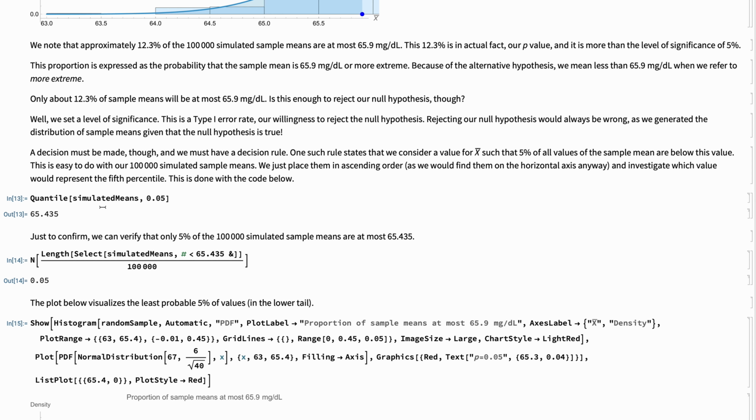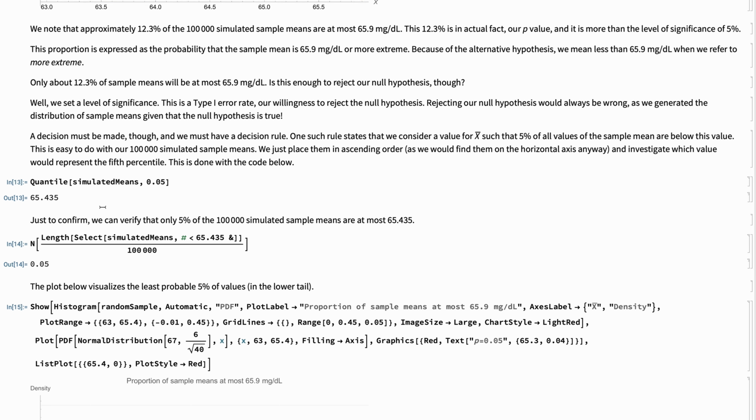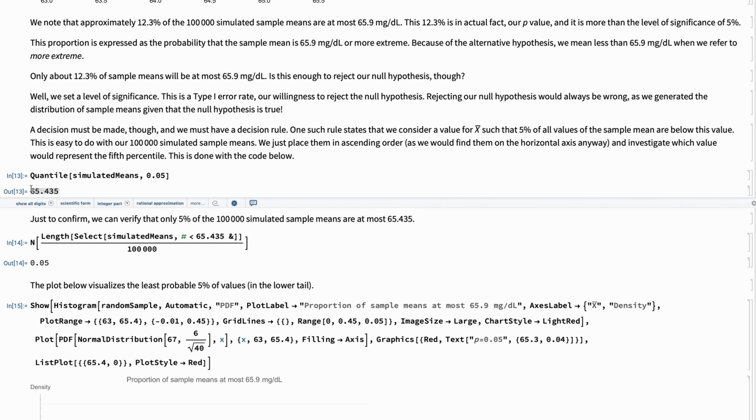If I have the 50th percentile, that's the median, or the second quartile, all the same thing, it means 50% of the values are less than that value. So why don't I take my 100,000 means and look at the 5th percentile? That's the value for which 5% of the values will be less than. So I'm just thinking of putting them in ascending order, and I'm looking at this lower end. And look at that, I find a value of 65.435. That is my 5th percentile value.